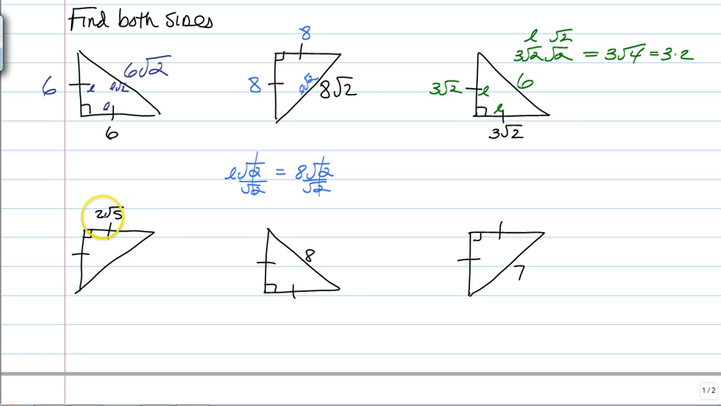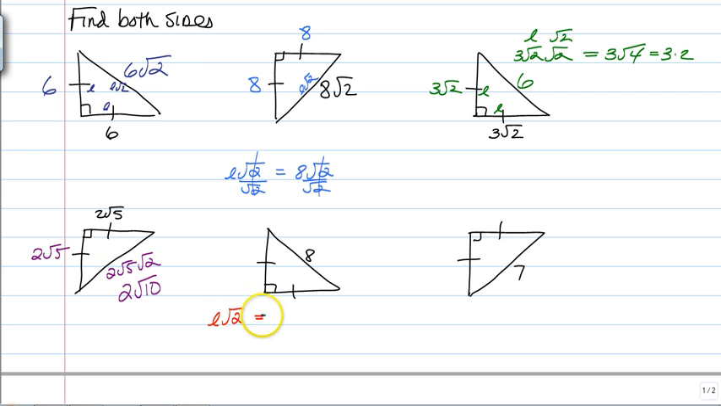So if my leg is 2 root 5, this guy is also 2 root 5, and this guy is 2 root 5 with the root 2 on the end of him. 2 root 5 root 2 is going to be 2 root 10, and you are good to go. Next one. Now remember I told you the radical skill.